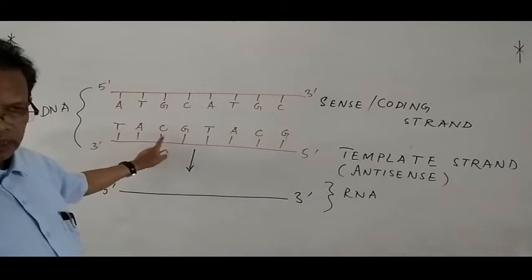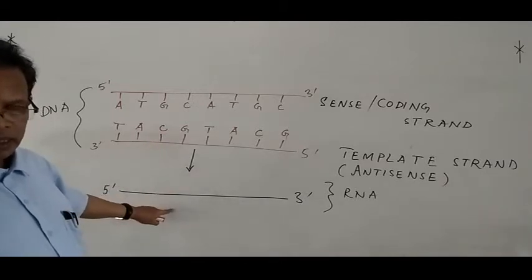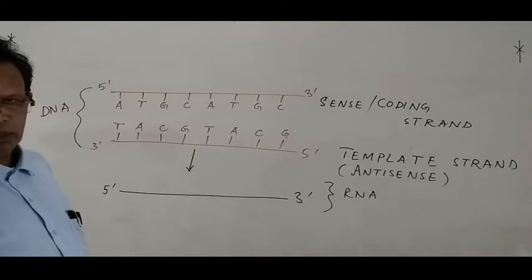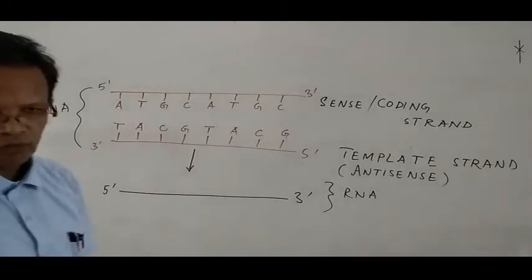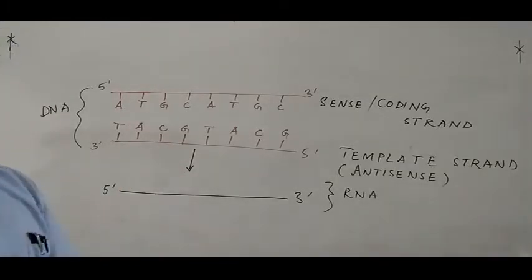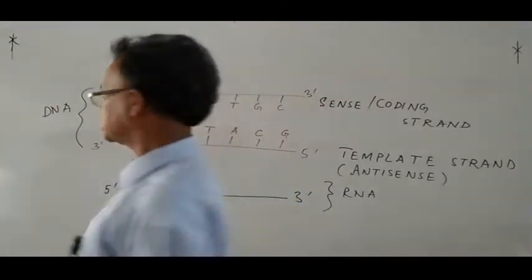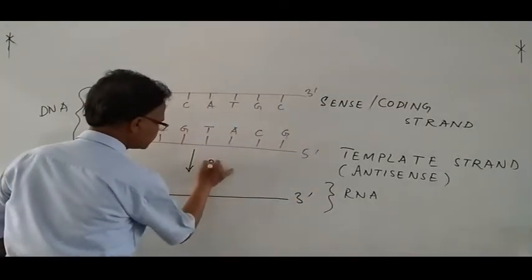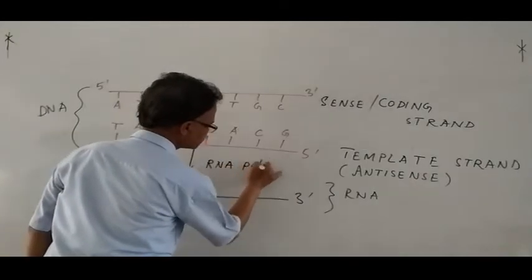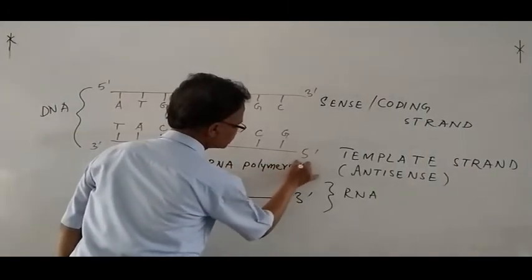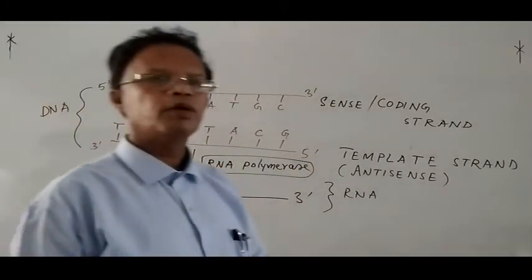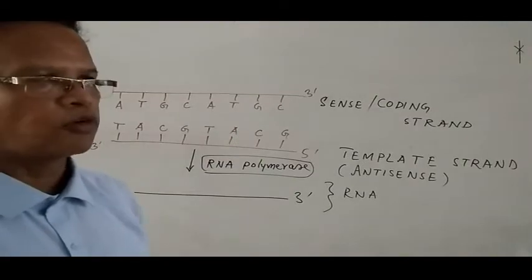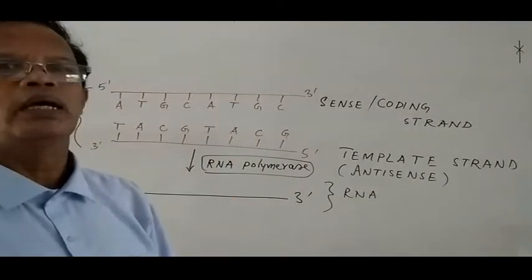There is a transformation of nucleotides from deoxyribonucleotides to ribonucleotides that must occur. Deoxyribonucleotide must be transformed in the form of ribonucleotide. Good, this transformation is carried out by an enzyme known as RNA polymerase. Remember, this enzyme is called RNA polymerase. RNA polymerase is the enzyme responsible for synthesis of a single stranded RNA from a DNA molecule.